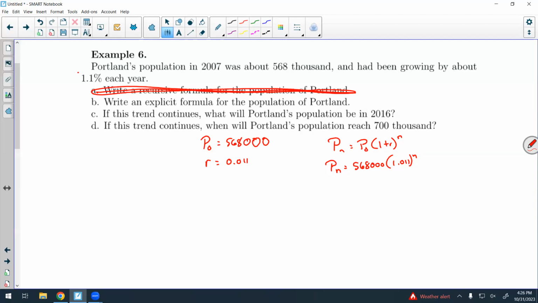This trend continues. What will Portland's population be in 2016? Well, how many years from 2007 to 2016? 9. So n is 9. So we have P sub 9 equals 568,000 times 1.011 to the 9th power. 1.011 to the 9th is 1.1035. So 1.1035 times 568,000 gives me a population of 626,788. No half people this time.